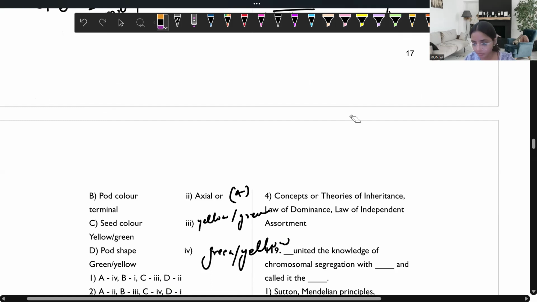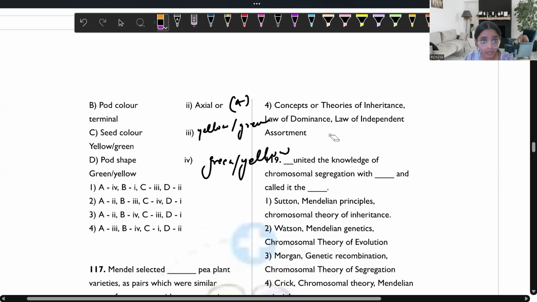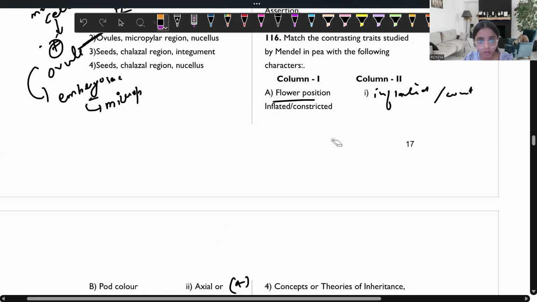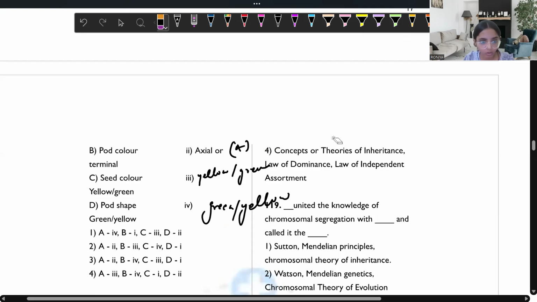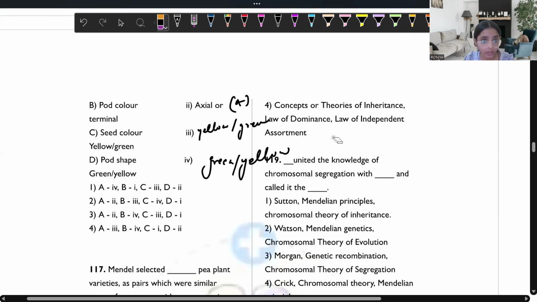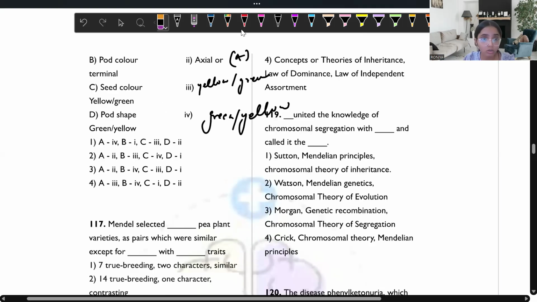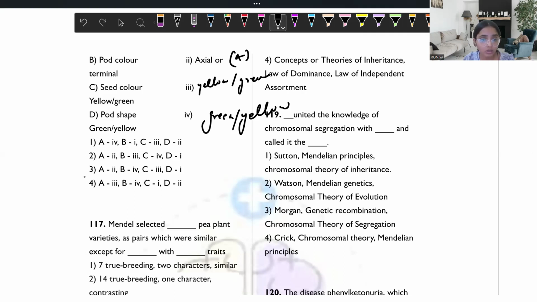So we have A is 2. Then B, pod color. Pod color is green or yellow. B is 4. Then seed color. What is seed color? Yellow or green. Then pod shape. Inflated or constricted. That is 1. So option number 3 is the correct answer to question number 116.